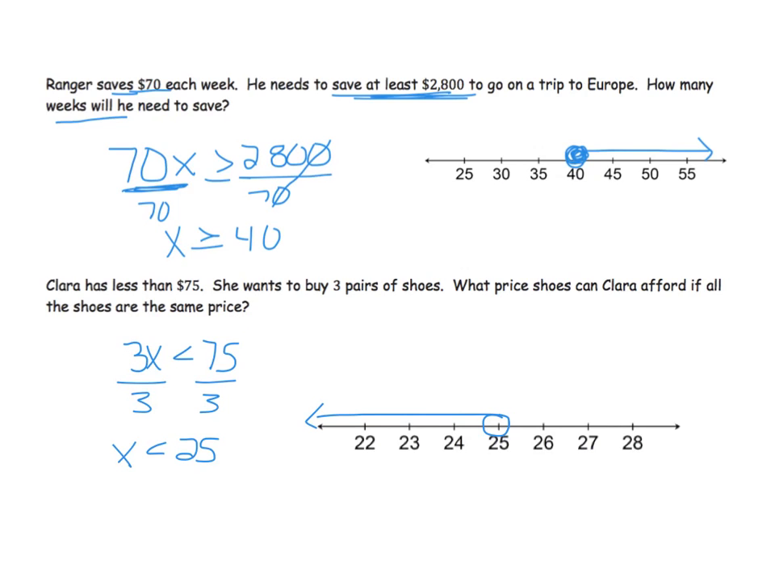So 3 pairs of shoes at some particular cost, we don't know, so that's our variable, has to be less than $75. So it was multiplied, so we had to use the multiplicative inverse to get rid of this. So we divided by 3, so x is less than 25. It can't be 25 exactly because she has less than 75. So we're going to put a circle here and make our arrow showing that all the possibilities are less than 25.